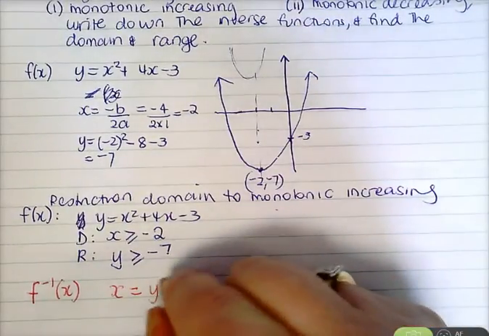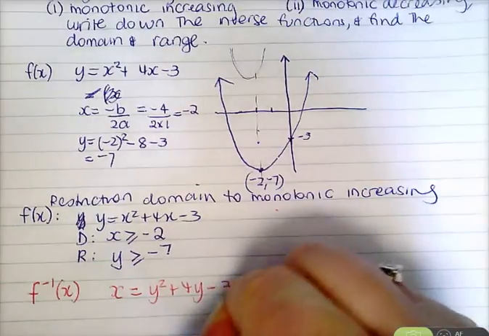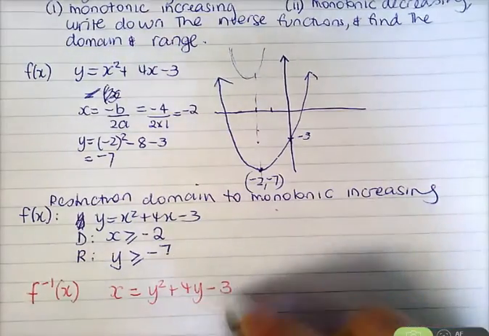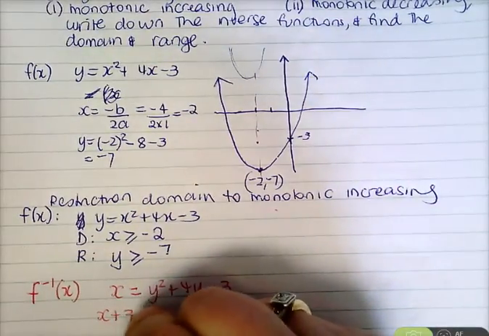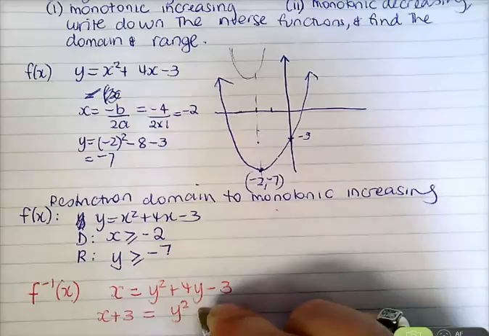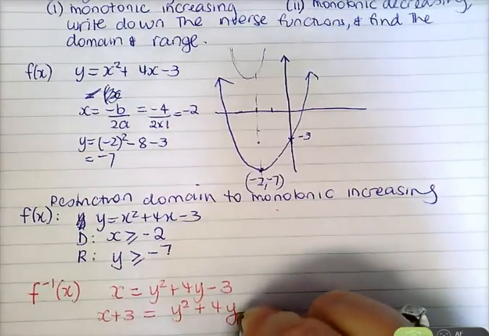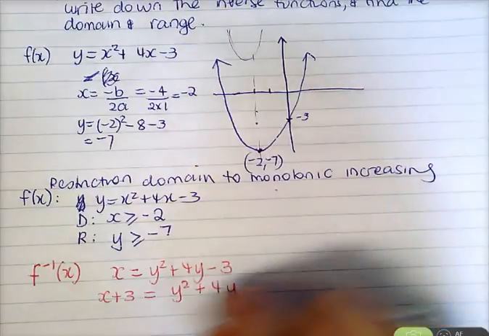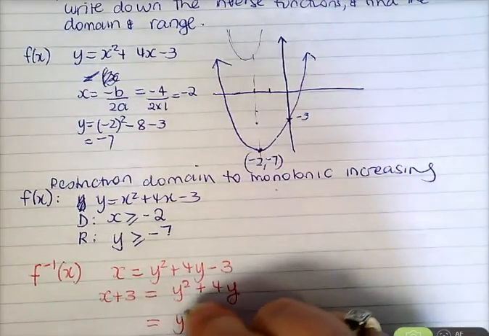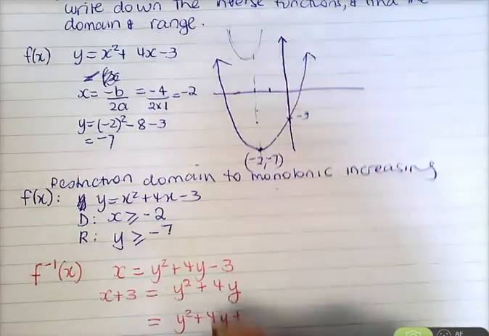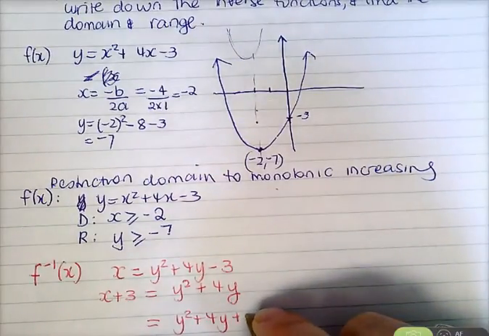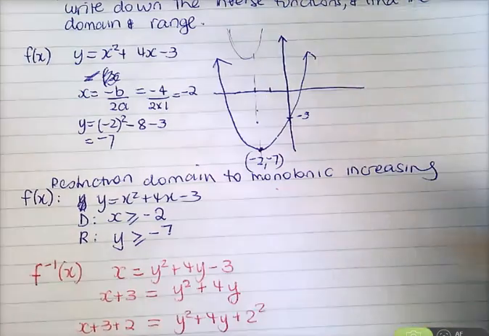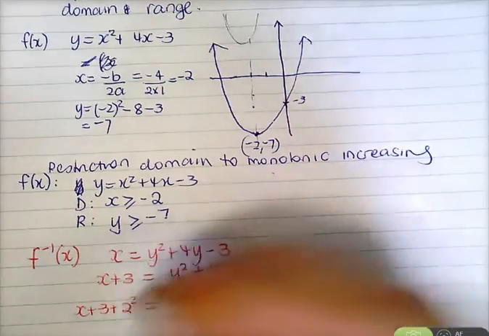We've got x equals y squared plus 4y minus 3. Now we need to make y the subject. So let's take this -3 over, adding 3 to both sides. We get x plus 3 is y squared plus 4y. Now what we want to do is to complete the square on the y. So we get y squared plus 4y plus, now half of 4 is 2, so plus 2 squared. And add that to the other side as well. So x plus 3 plus 2 squared as well.